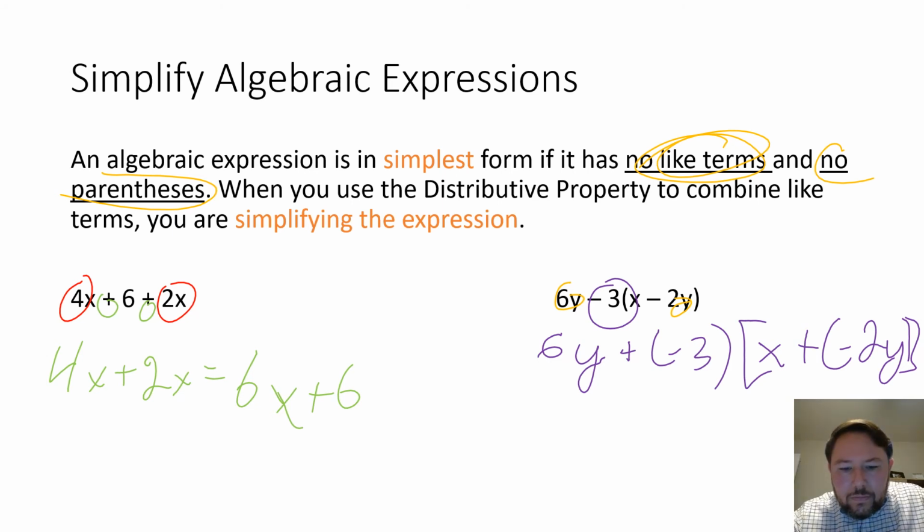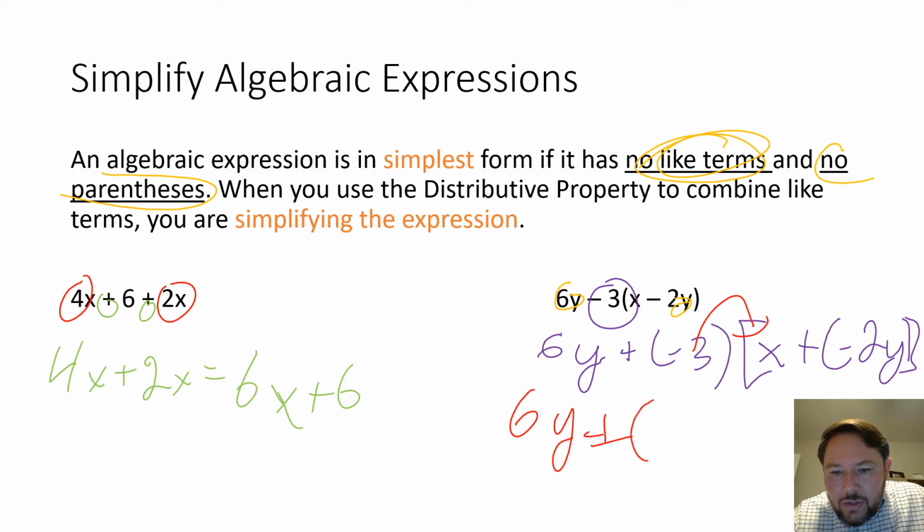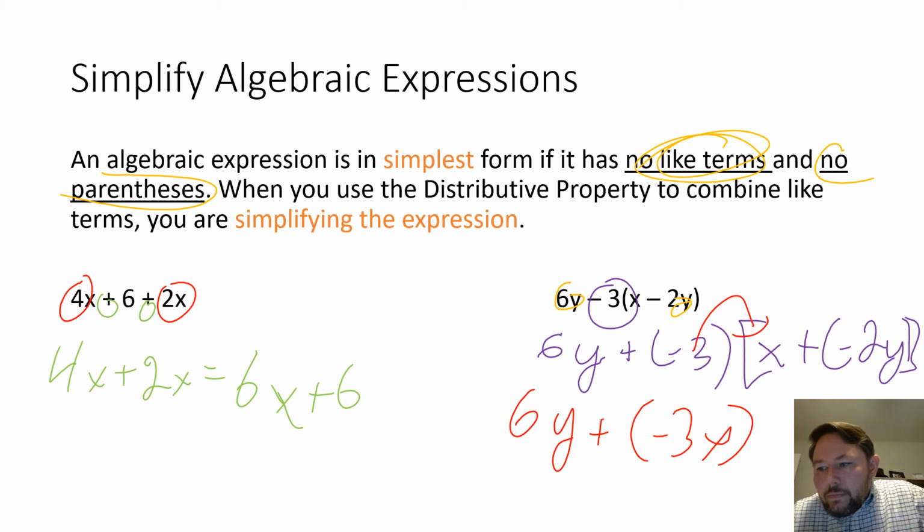Negative 3 times x is going to be, we're going to rewrite this expression now. So now we're going to have plus negative 3x. And sorry, that plus sign there got a little messed up.